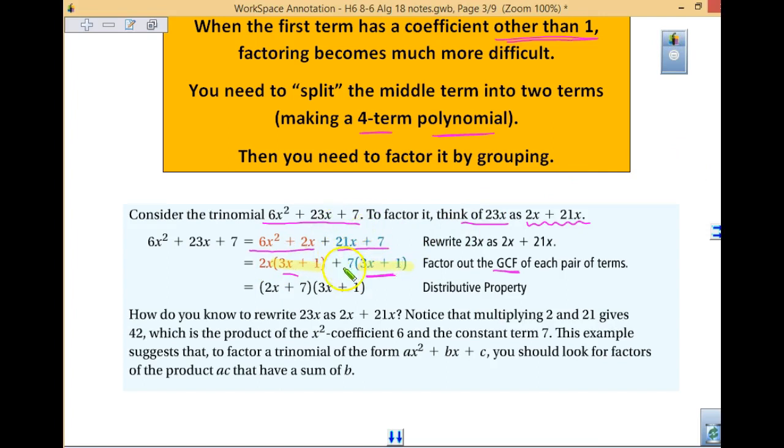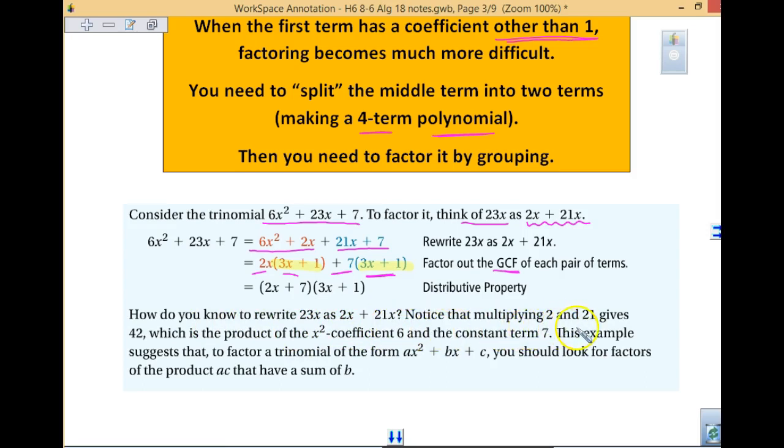And the greatest common factor here was 7. So if now I am looking and I say 3x plus 1 is common to both, I'm going to put that down. And what am I left with? If I pull that out, I have a 2x and I have the plus 7. Okay? So it says, how do you know to rewrite 23x as 2x and 21x?